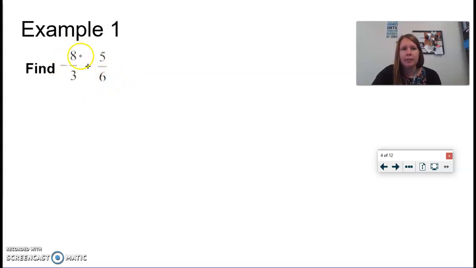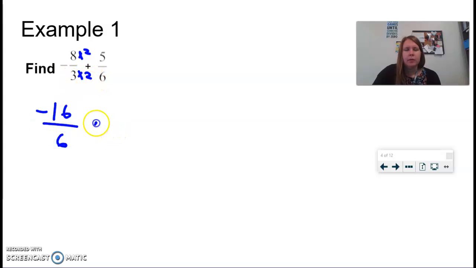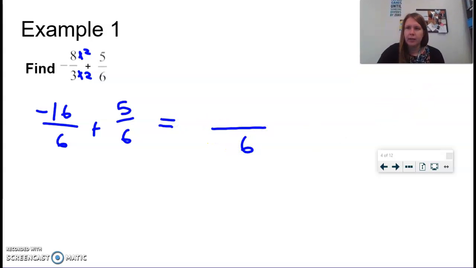My easiest way is to multiply this fraction by 2 on the top and the bottom. I'm also going to take that negative and bring it up to the top. So negative 8 times 2 gives me negative 16. 3 times 2 is 6. Plus then 5/6. Remember, when I'm adding fractions, my denominator stays the same on the bottom unless at the end I decide to simplify. And then I'm really only adding the top part: negative 16 plus a positive 5.